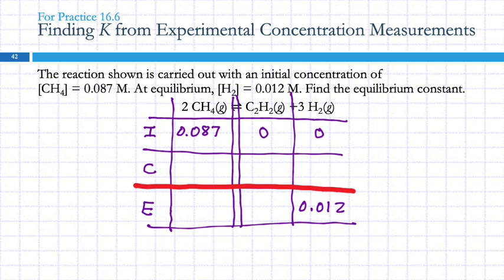Okay. Next thing is we need to identify what the change is. So we're going to look at this column. 0 plus what equals 0.012? 0.012. So this went up by 0.012. Okay, great. This equation is a little more complicated because the coefficient here is not 1. It's a 3. And then we've got a 2 over here and a 1 over there.